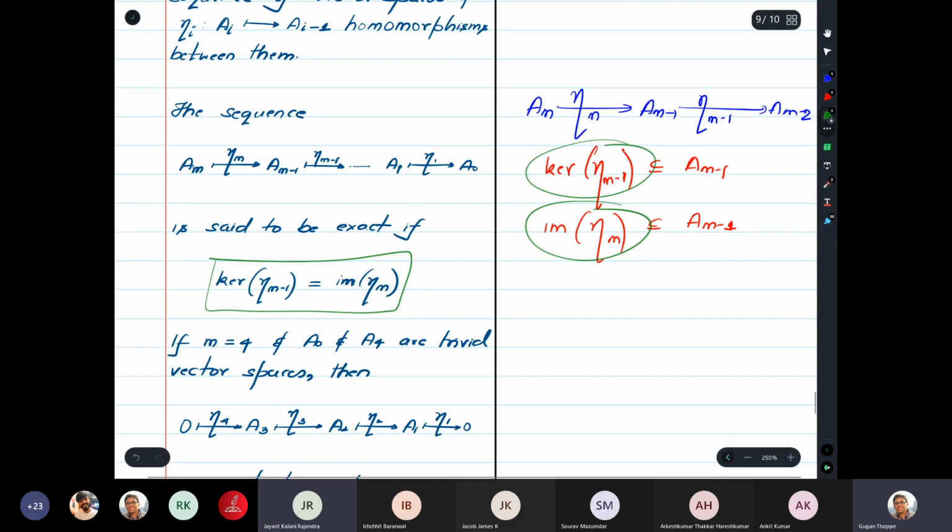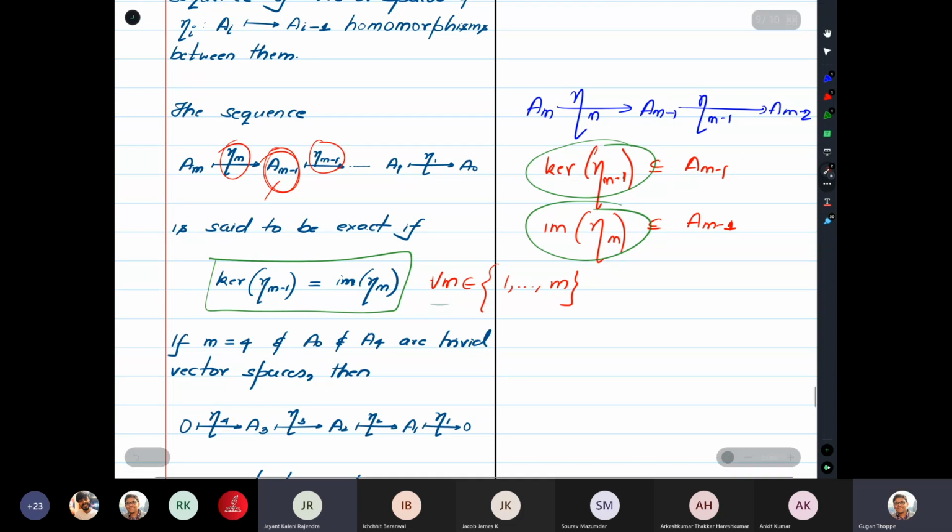So whenever the kernel of eta m minus 1 equals the image of eta m, and this should be true for all m, right? That is, it should be true for what happens between the kernel here and the image here, and so on. Maybe I should be a bit more clear. So this should be true for all m between 1 and m. Is this okay?